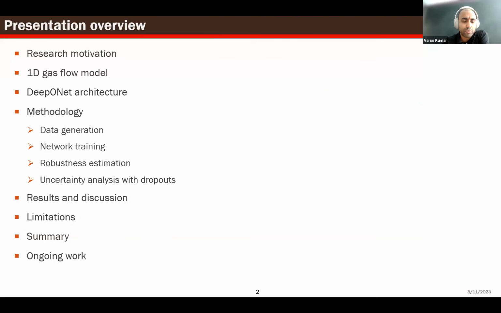This is the overview of my presentation. I'll briefly go over the research motivation, why we wanted to build a DeepNet model. I'll talk briefly about the 1D gas flow model. Kamal already talked about it, but I'll touch on what we're trying to do with a DeepNet. I'll discuss the DeepNet architecture that we have used. Then I'll go over the methodology for data generation, training the network, and how we estimate the uncertainty and robustness of the models. Then I'll go over some of the results and discussions, some limitations that we found with the DeepNet model, and summary, and then ongoing future work.